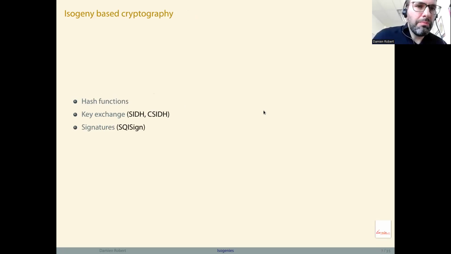And of course, the more recent development of applications of isogenies is everything based on isogeny-based cryptography. It first started with the hash function of Charles, Goren, Lauter, and it exploded with key exchange like SIDH, CSIDH, and signatures like SQISign.